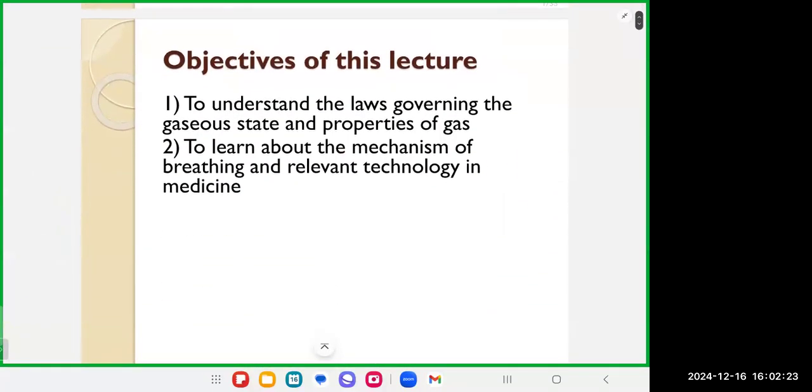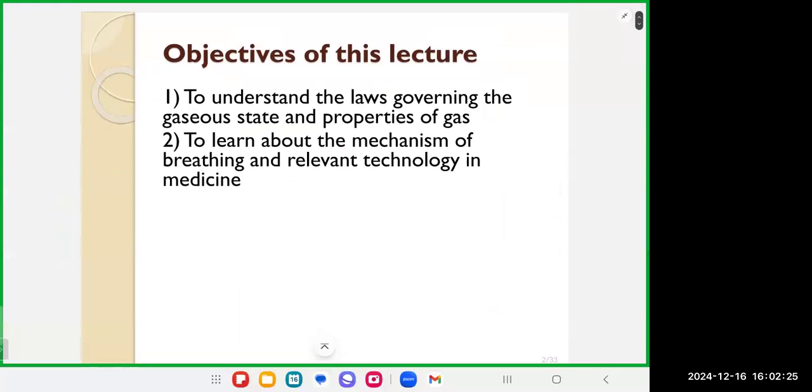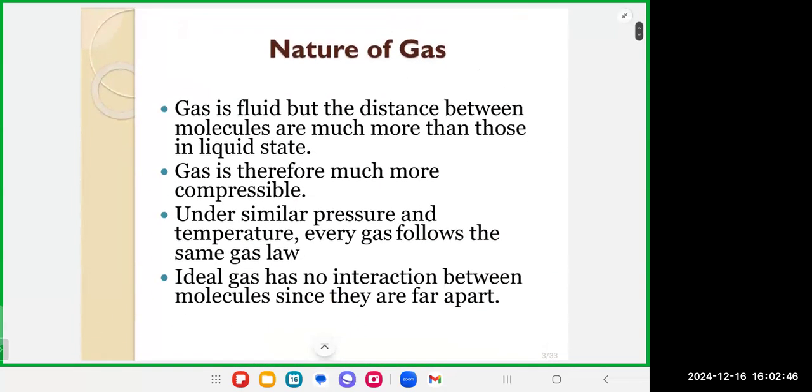The objectives for this class are to understand the standard laws of gas and its properties, and to learn how to describe the mechanism of breathing and the relevant technology in medicine. So, what is gas? What is the nature of gas?